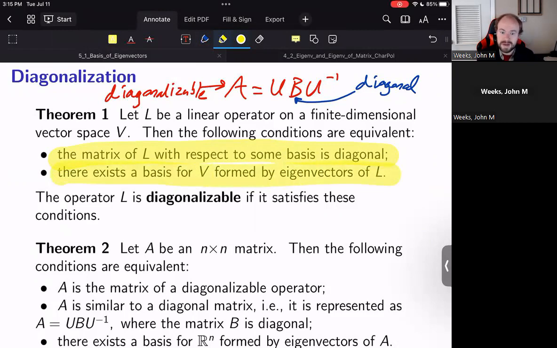We have linear operators as helping us determine when operators are diagonalizable. Of course, we want to go beyond just the notion of matrices. So we're going beyond this framework here, hence why we're saying that these two conditions are equivalent. The first one being the matrix of L with respect to some basis is diagonal, and two, there exists a basis for V formed by eigenvectors of L. So that's what we mean for an operator L to be diagonalizable.